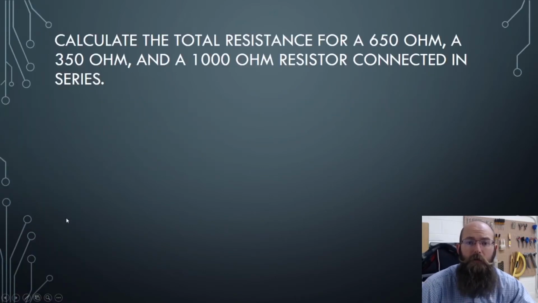So here we're going to be calculating the total resistance for three different sizes of resistors, and they're all connected in series, and series does make a big difference. So let's get started on this one. Because it is series, I'm going to use this specific formula. RT, or my total resistance, is just the sum of all of my resistances: resistance 1, plus resistance 2, plus resistance 3, and so on. But in this case, we just have the 3.